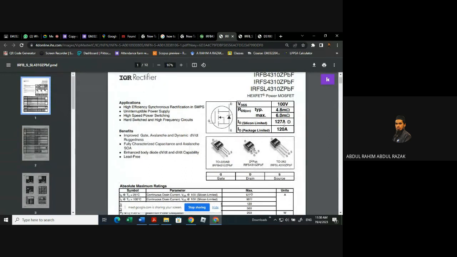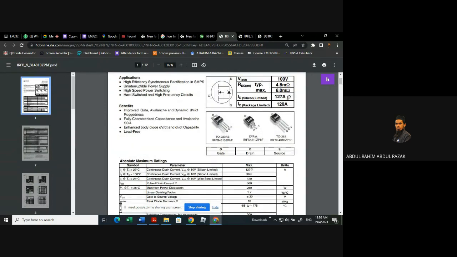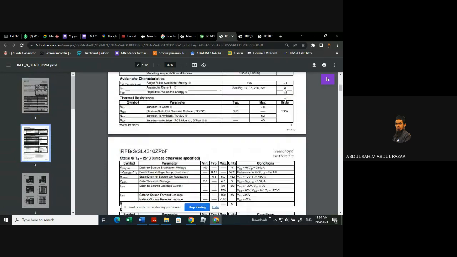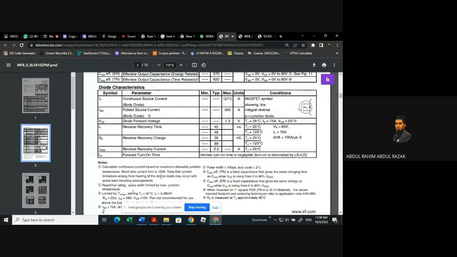ID 100 ampere maximum current can go up to 127 ampere. Dia ada note ni, see note 1, what note 1 mention here, see the notes. Calculated continuous current based on maximum allowable junction temperature bond wire limit is 120 amp. So you connect your silicon oxide device with bond wires, that wire connect to your leg of your three leg though. And so this is limited by the bonding limit wire of 120 ampere.